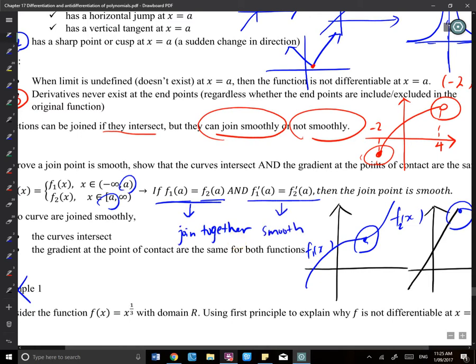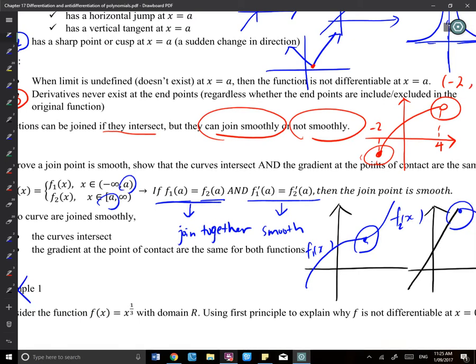Besides f1(a) equals f2(a), on two separate functions, the gradient at the same point will be the same. What is joined smoothly? The curve follows the same pathway, it looks really good. So that is the gradient. The gradient at the same point must be the same, then you will connect smoothly. The trend is the same, I'm going that way as well for the two separate graphs. So joined smoothly is when the derivatives of the two separate functions at a single point are the same. If this is the same, then it's joined smoothly.